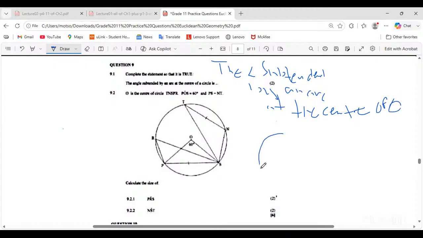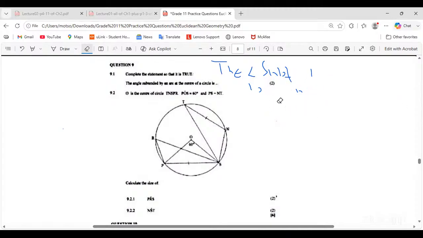So now, if you have the circle here, you have the center of the circle. Now here you have the angle subtended by this arc. This angle subtended by the arc that is at the center is 2 times the angle subtended by the arc at the circumference, right?